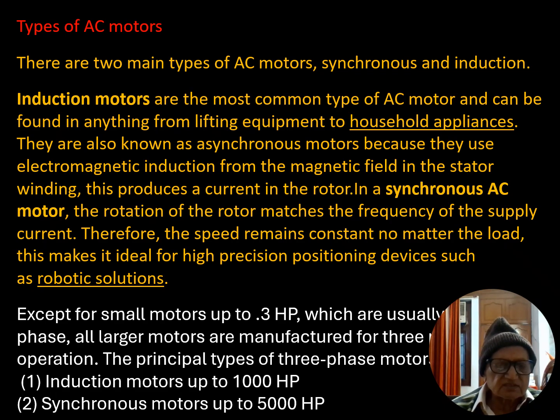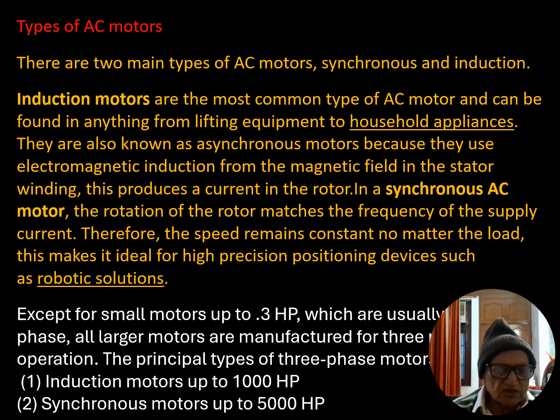This produces a current in the rotor. In a synchronous AC motor, the rotation of the rotor matches the frequency of the supply current. Therefore, the speed remains constant whatever may be the load. This makes it ideal for high precision positioning devices such as robotic solutions.